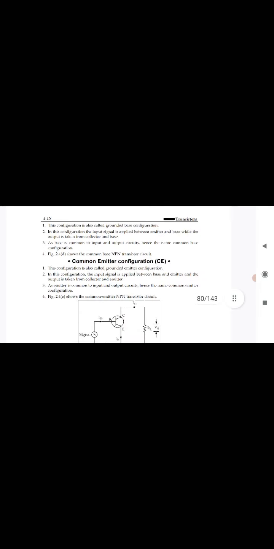So coming to the common emitter configuration. The common emitter configuration circuit diagram is shown in this figure. Here also the same VEE and VCC are both biasing voltages, in order to make the transistor active. First apply the input signal across the input terminals, which are base and emitter, and measure the output signal across the collector and emitter, which are the output terminals.